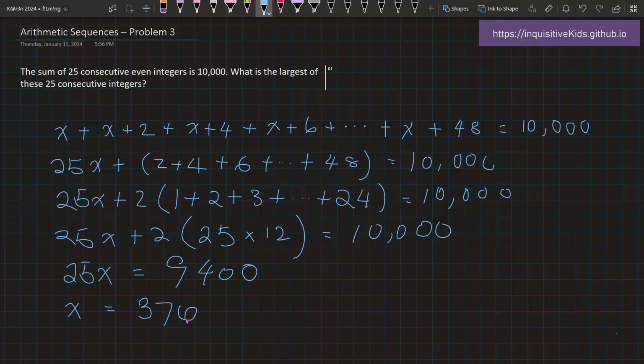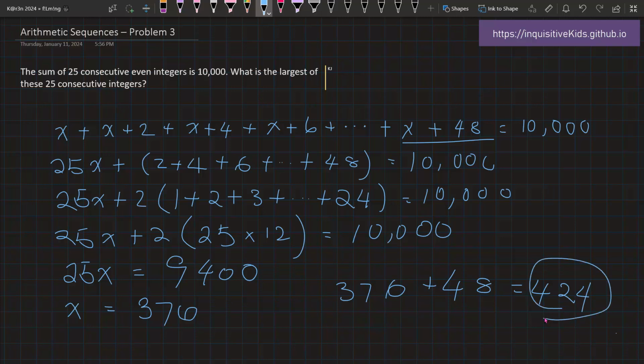But does this answer the question? What is the largest of these 25 consecutive integers? Remember, x represents the smallest of these 25 consecutive integers. So in order to find the largest, we have to take 376 and add it to 48, because remember, this is the expression for the largest consecutive integer. So by using this expression, 376 plus 48 is equal to 424. So the largest of these 25 consecutive integers would be 424.